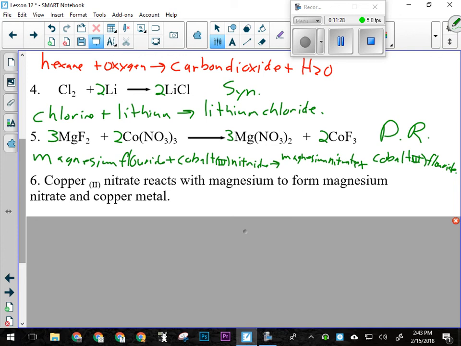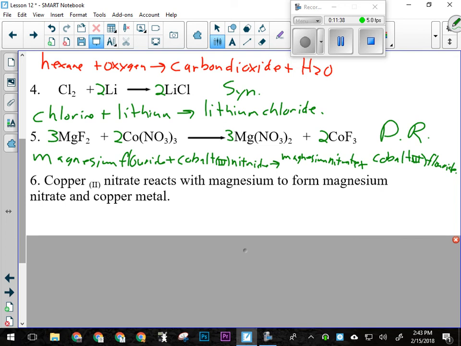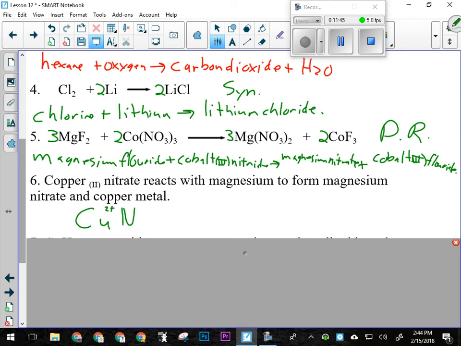How many people have done number 6? Okay, so let's look at 6. This is the first one, and these are tougher. Okay, when I give it to you in words, that's going to be tougher than when I give you the formulas. So for this one here, I've got copper 2 nitrate. So copper with the 2+ charge is with nitrate, and nitrate's a 1-. So this compound is going to need what? Brackets.